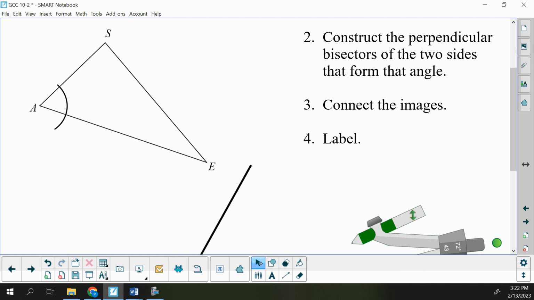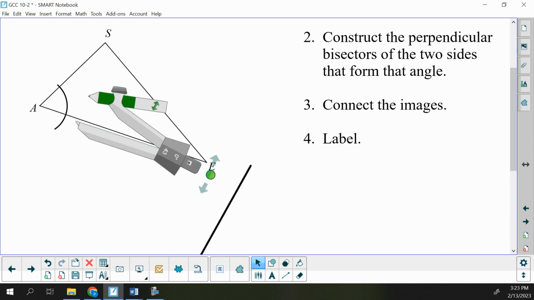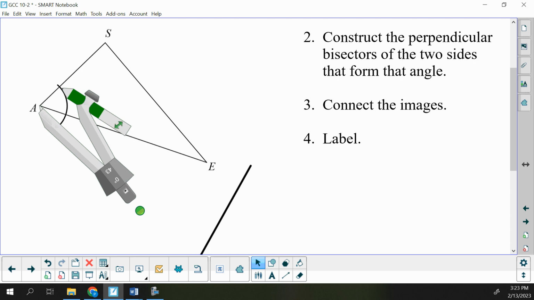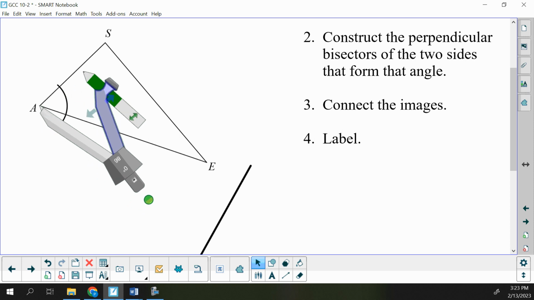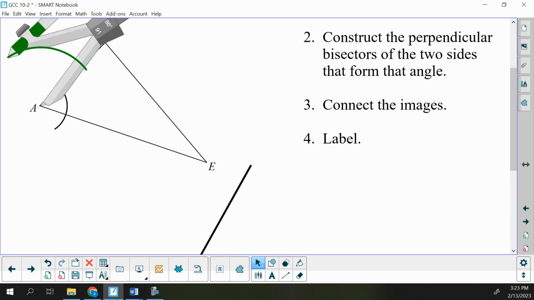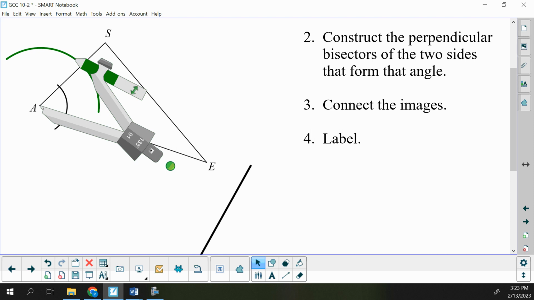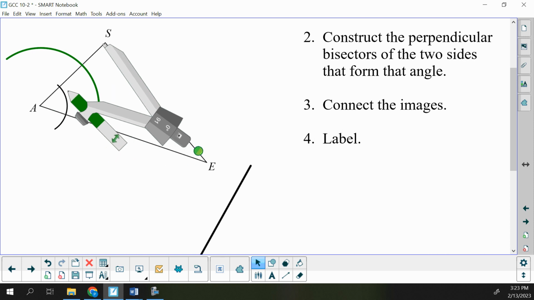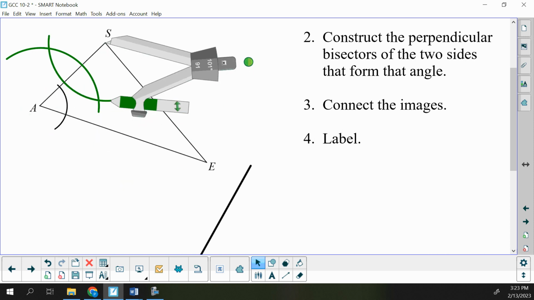To get half the distance, we're going to do our perpendicular bisector construction. So let's put our point on A, and we're going to find what half of AS is. We'll want to open it more than halfway. We'll swoop it in both directions. Then we'll reverse it. We'll put our point on S. Swoop it in both directions. And then with your straight edge, connect those intersections. And we're concerned with where that line you just drew crosses AS.